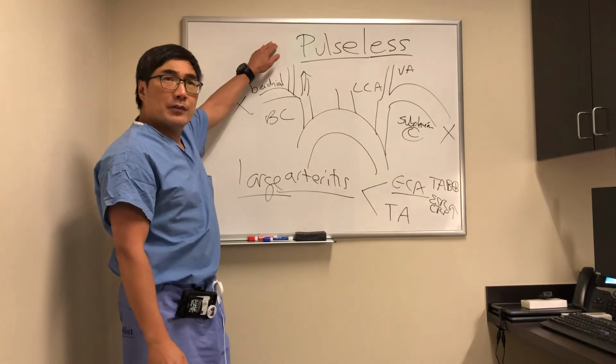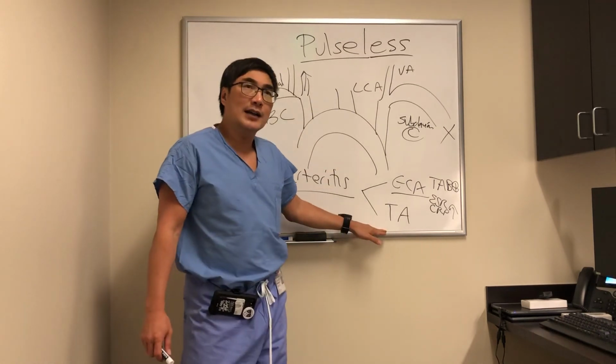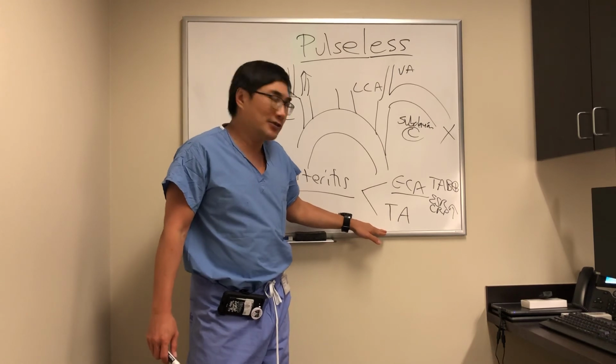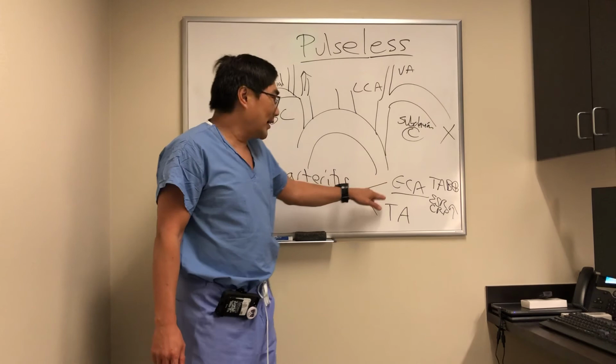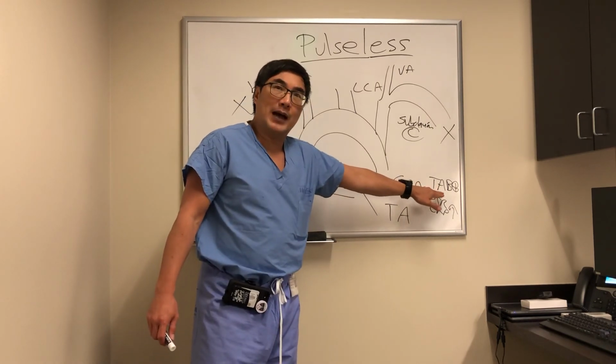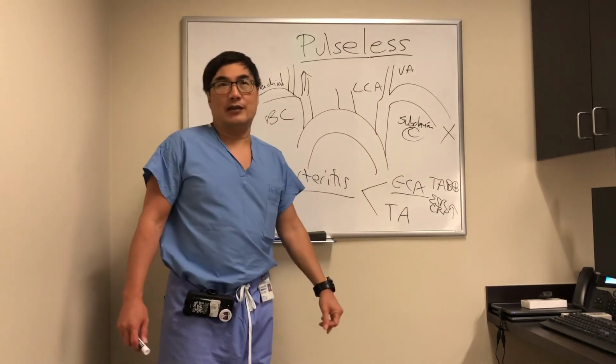So if you've got someone who's got the history of pulseless, think about pulseless disease. If they're young, less than 40, Takayasu. If they're old, greater than 50, giant cell arteritis. Is GCA a temporal artery biopsy? And you should know a little bit about the anatomy of the great vessels in the chest.